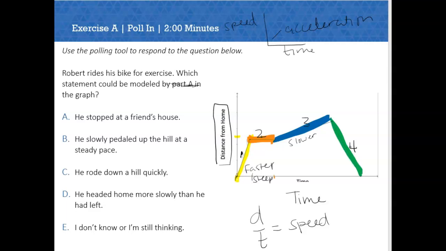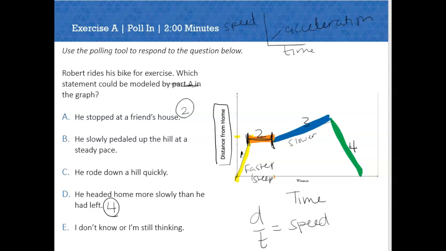So let's look. For part A, it says he stopped. Where is he stopped? Well, we said he stopped at 2 because that distance stays the same from here to here over a period of time. He has not moved. So he has stopped. We're going to look at B and C in just a minute. Where did he head home? He headed home more slowly than he left. We can see that this is slower because this line is technically less steep. So 4 is where he headed home.